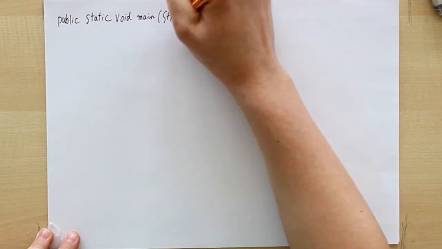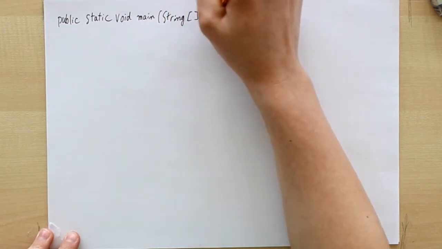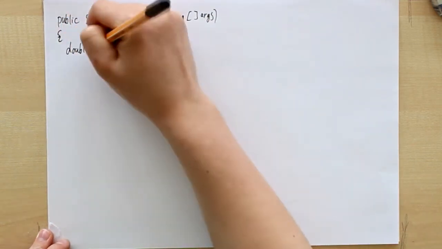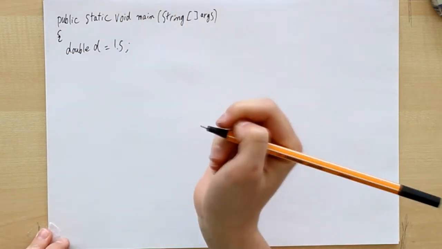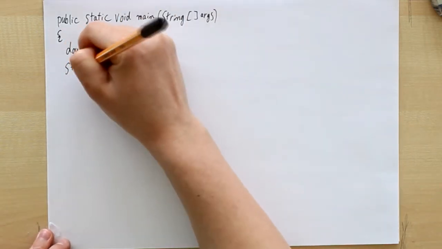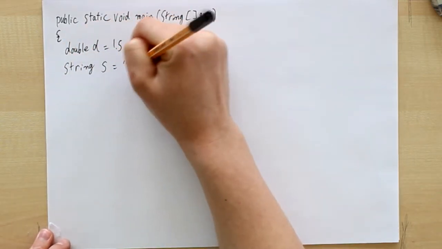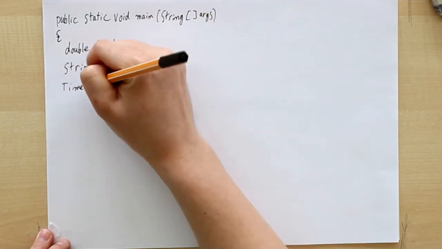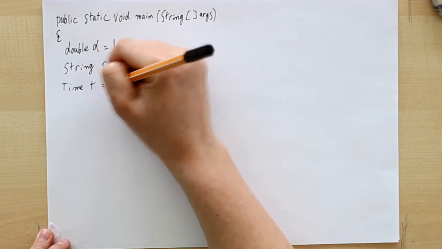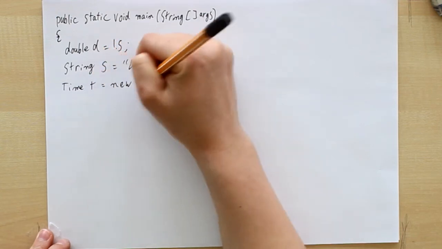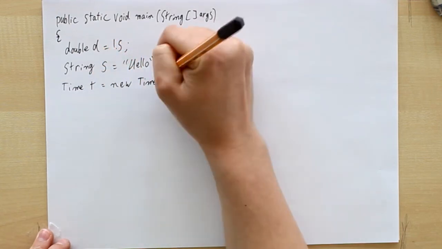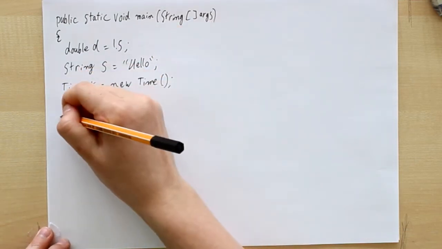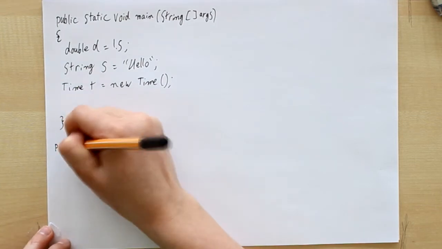Let's run through an example of this. Let's say in my main method, I create a double d, which I will give the value of 1.5 off the top of my head. I'm also going to create a string s, which I will give the value of hello, and a time t with the default constructor. Time is a class I've just made up. There's nothing you can or should know about it already. Don't worry about it. It's a custom class that I have just invented. It will have the ability to increment the time.